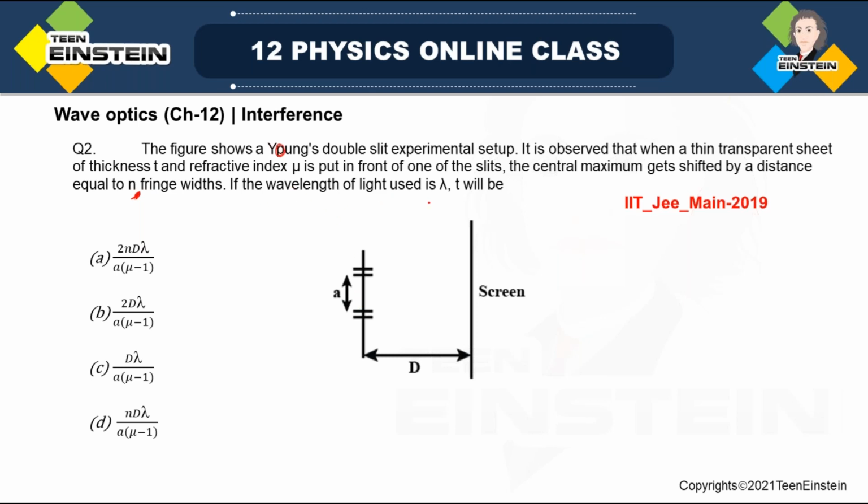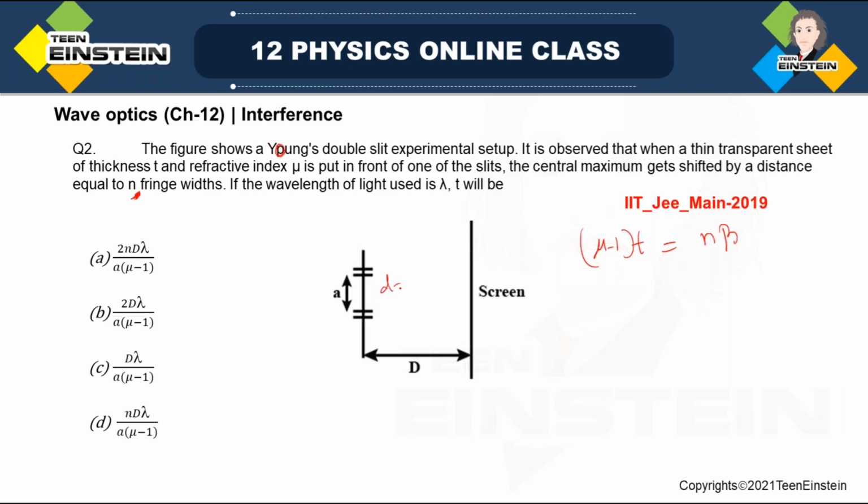If the wavelength of the light is lambda, then what is the t? Sometimes we have to see how the answer options are given. Depending on that, we have to write this particular thing, like mu minus 1 into t, or whether I should write n into beta. Beta means n times the fringe width. So n beta will answer your question.